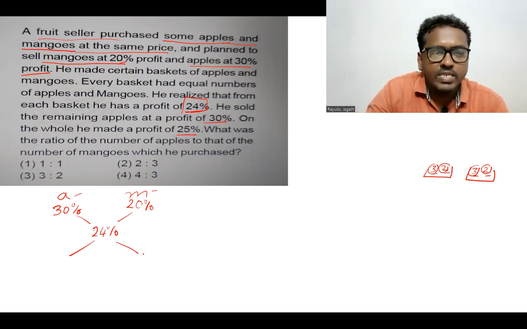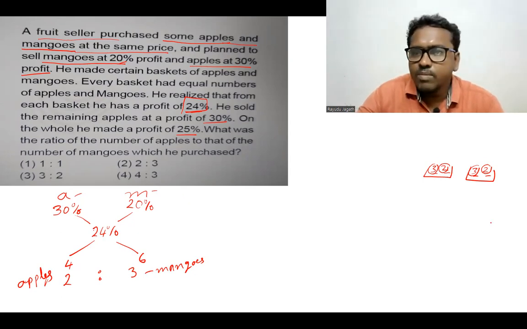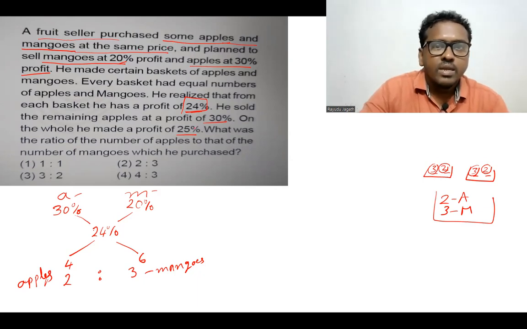30 minus 24 is 6, and 24 minus 20 is 4. That means the ratio is 2:3, 2 parts apples and 3 parts mangoes. If you assume that in that basket 2 apples and 3 mangoes are present, but at the very beginning he planned some apples and mangoes, okay, now we proceed.